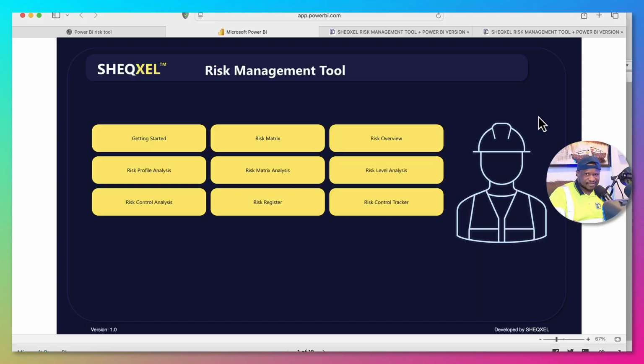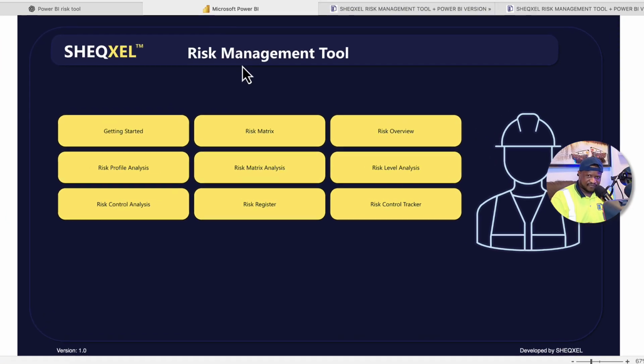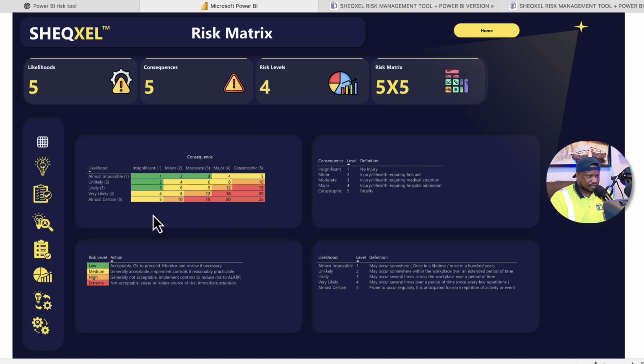So if you're a health and safety manager, then you definitely have a risk register. But trust me, your risk register is not as good as this. This is the Power BI version, and it does a lot of things. There are a lot of dashboards that you can actually see here.